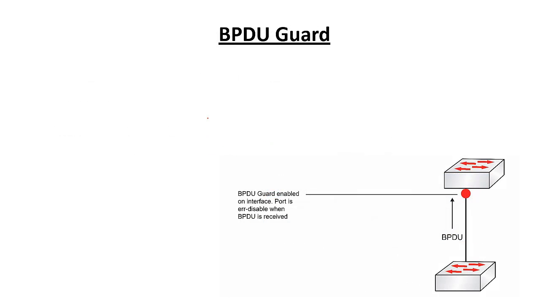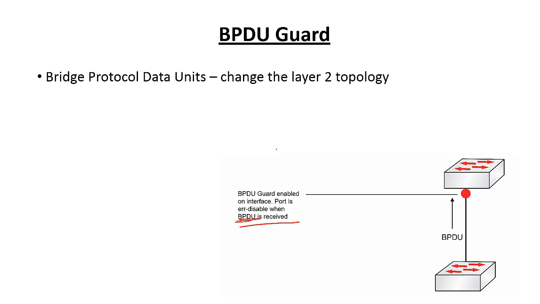So another thing mentioned is BPDU guard. This has arrived in the syllabus. BPDU guard, it's on an interface. The port is error disabled when a BPDU is received. So bridge protocol data unit we talked about earlier. This is used for spanning tree traffic, and it can actually change your layer 2 topologies.